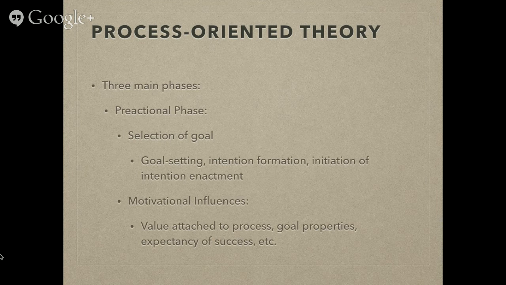Okay, so we have three main phases. You have the pre-actional phase. This is where you have the hopes and wishes that turn into goals, so you first have to select the goals. In this case, we're looking at things like goal setting, intention formation, and the initiation of the intention enactment. So we go from setting the goal, to intending to complete it, and then actually starting it. Here we have the key motivational influences, like the value attached to the process, the goal properties, so whether the goals are vague or specific, whether they're difficult or easy, things like that, and expectancy of success, so whether or not we actually think that we can be successful in this, etc.